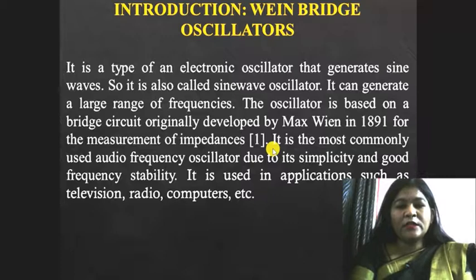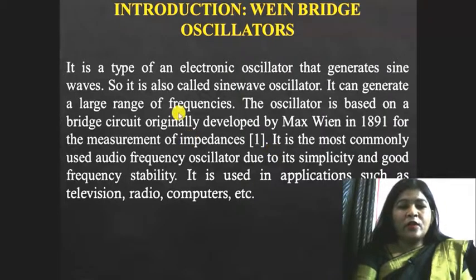The Wien-Bridge oscillator is an electronic oscillator that generates sine waves. So this is also called a sine wave oscillator, and it can generate a large range of frequencies. The oscillator is based on a bridge circuitry. It was originally developed by Max Wien in 1891 for the measurement of impedances. It is the most commonly used audio frequency oscillator due to its simplicity and good frequency stability.